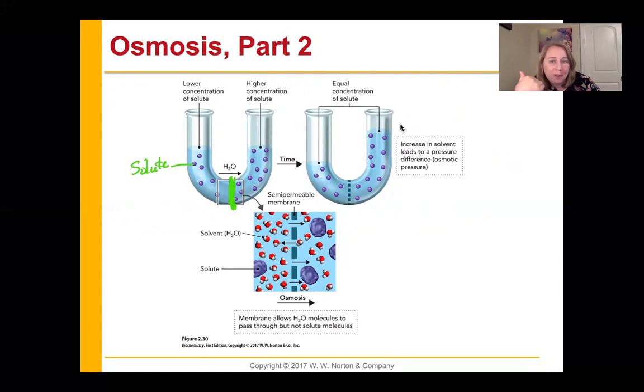So what happens if you increase the solvent, you're going to lead to a pressure difference, right? What's going to happen is if you started out with a low concentration here, over time, those water molecules are going to move to the areas of higher concentration of that solute. And so you're going to have more water on this side. Well, if you have more water on that side, you're going to have an increase in pressure. So you're going to have a difference in osmotic pressure.